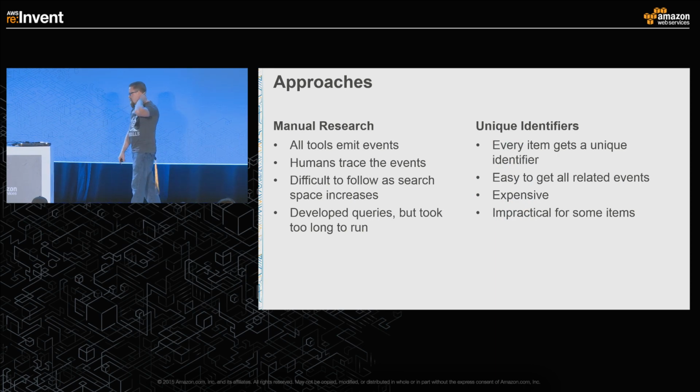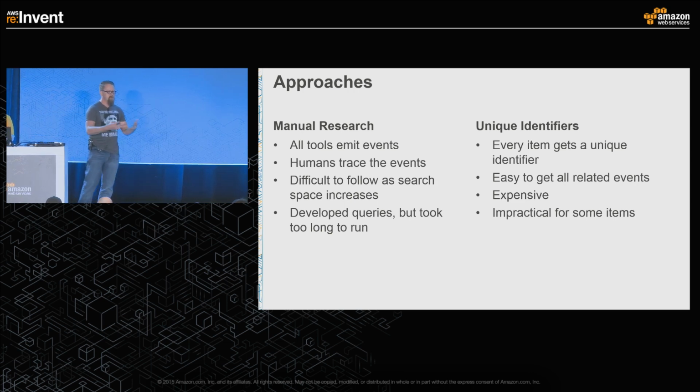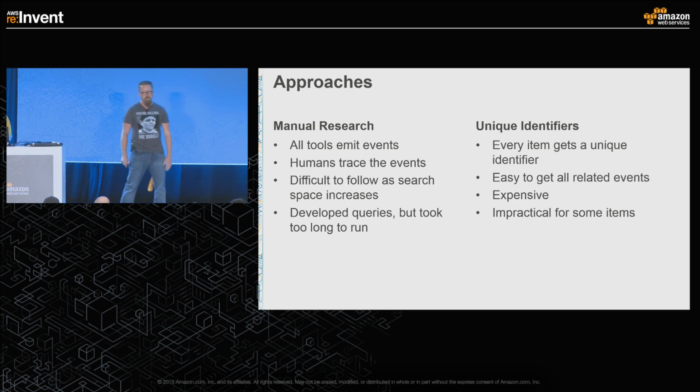So how have we handled this in the past? For a very long time, all of our tools emitted events, and those events were recorded into a database somewhere. It basically said this item was added here, this item was moved from here to here, this item was deleted from this place. And so people would look into these logs, this database, and try to manually do this trace and follow the searches, but it's incredibly difficult. It's also incredibly error-prone.